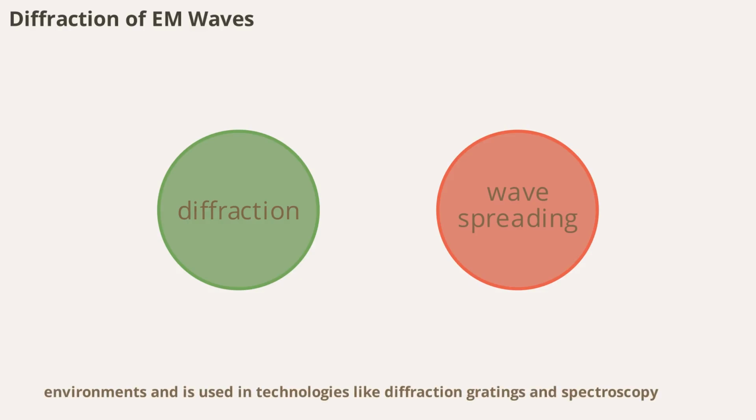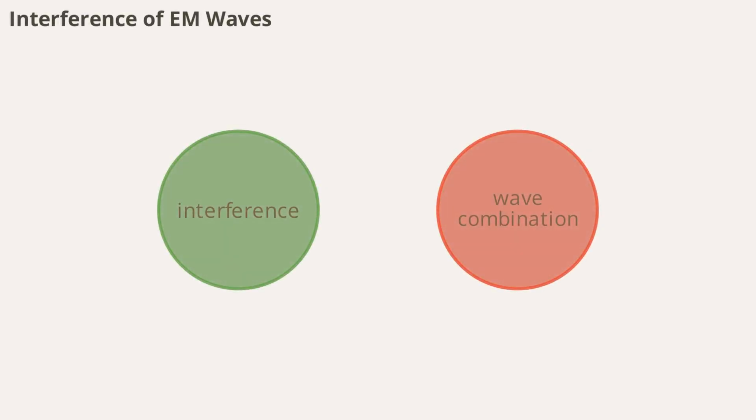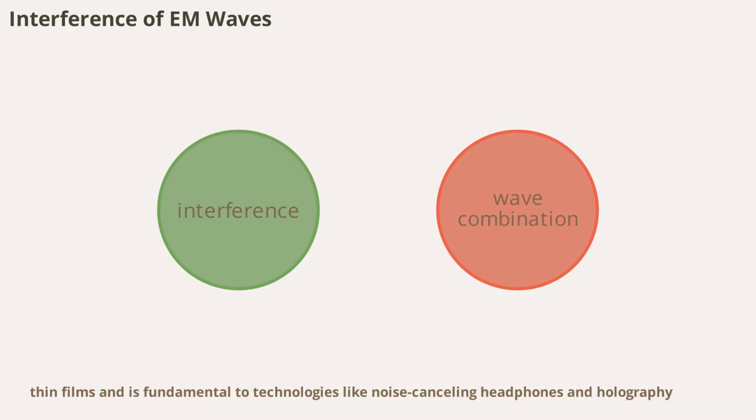Interference is the phenomenon where two or more electromagnetic waves overlap and combine to form a new wave pattern. This can result in constructive interference, where waves add up, or destructive interference, where they cancel each other out. Interference is observed in patterns like those seen in soap bubbles or thin films and is fundamental to technologies like noise-canceling headphones and holography.